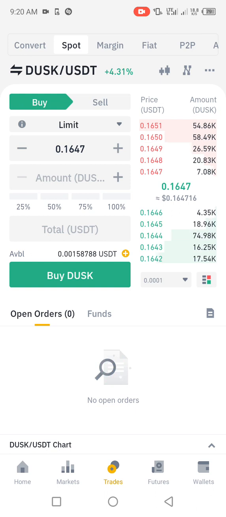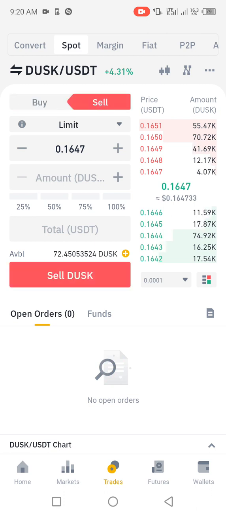So say for instance we are using this coin, for example. This is the coin DOGS USDT. So this is buy. If you are buying DOGS with USDT, and if you are selling DOGS for USDT, you click on sell. So it's just as simple as that.